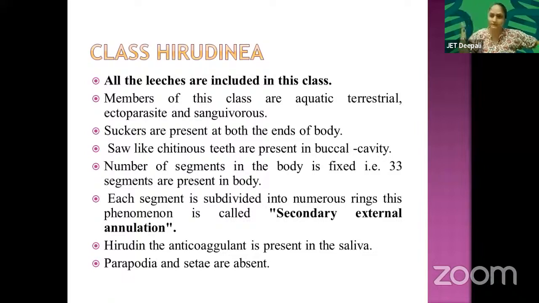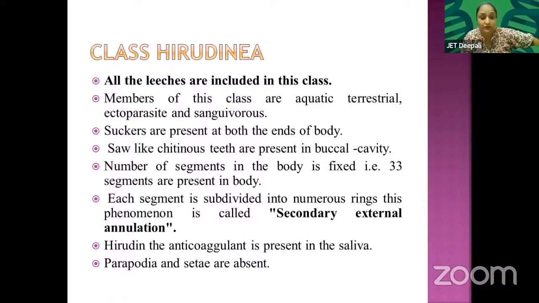So cutting tree, kulhadi. Okay. Chitinous teeth are present in the buccal cavity. The number of segments in the body is fixed, that is, they only have 33 segments in the body. Each segment is subdivided into numerous rings. This phenomenon is called secondary external annulation.